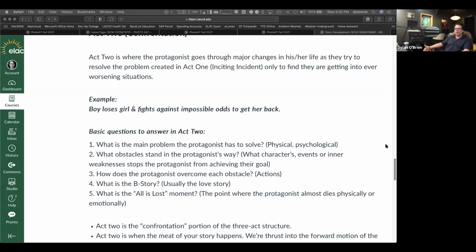So what's the all is lost moment? At some point in Act 2, towards the end, everything falls apart. The worst things can happen. I'm a superhero and I lost my powers. I'm Superman, and I got kryptonite on me, and I'm helpless and about to die. It's the point where the protagonist almost dies, either physically or emotionally. Everything's about to fall apart. There's no way anything's going to win.